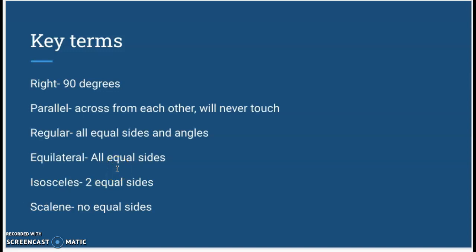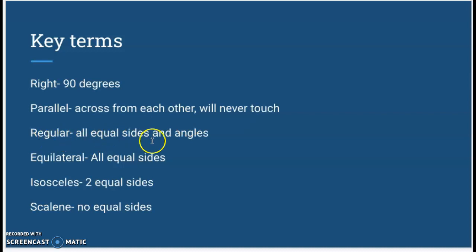That should include everything on that list that you need to know. Here are just a couple of the key terms to go over again, because you're going to need these during the Venn diagram part. Anytime you see the word right, it means a 90 degree angle. So if you are having to name a figure and it's like a square, you can say that it has right angles. Parallel means that the lines are across from each other, and they will never touch.